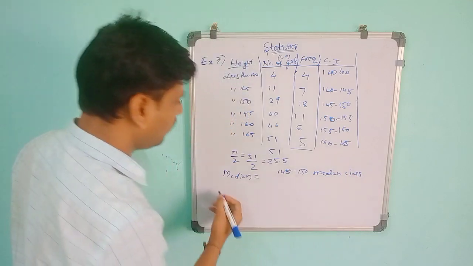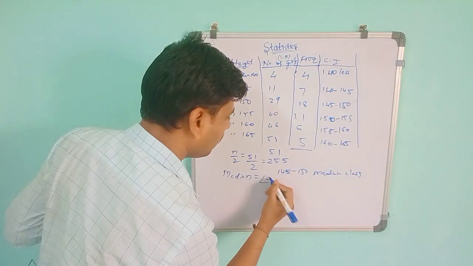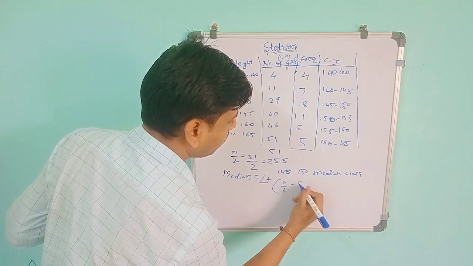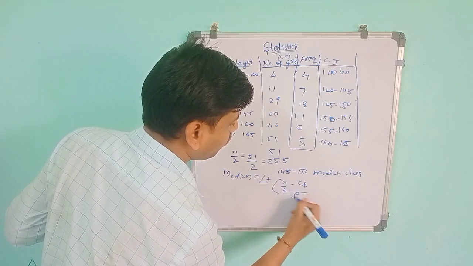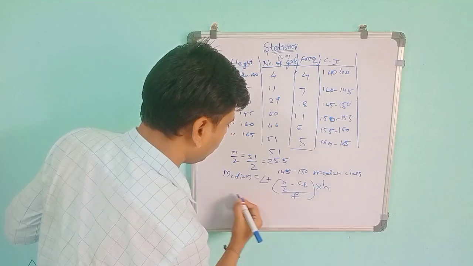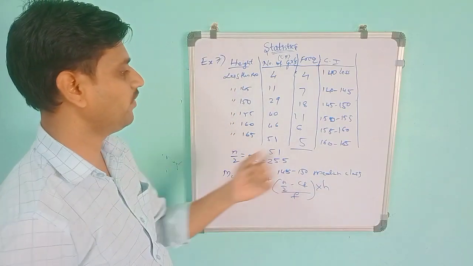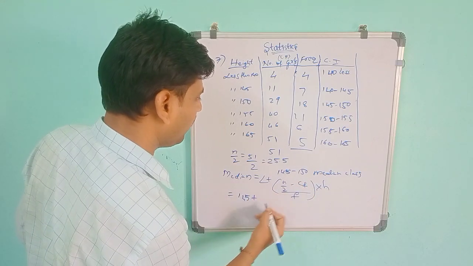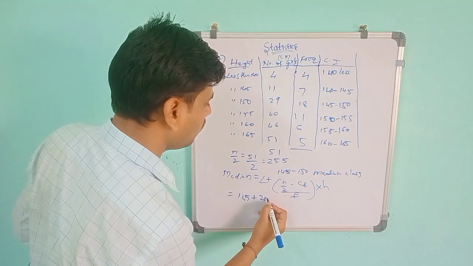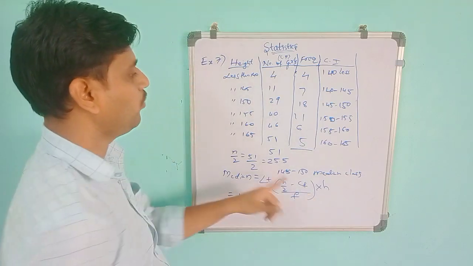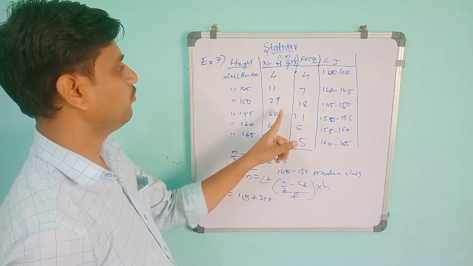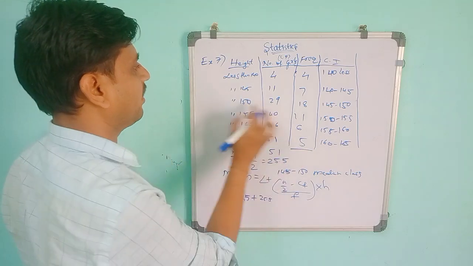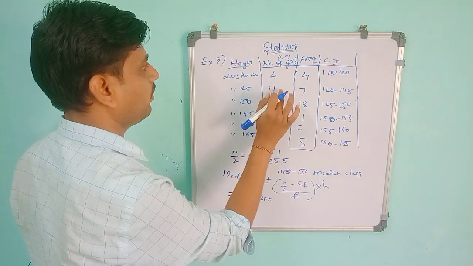So the formula is median equals L plus (n by 2 minus Cf) divided by F into H. L means the lower limit of the class, so 145 is the lower limit. Then n by 2 is 25.5. Cf means the cumulative frequency of the class preceding the median class. So 15 is there, so the preceding is 11.